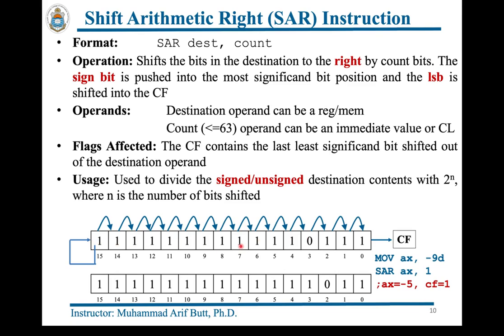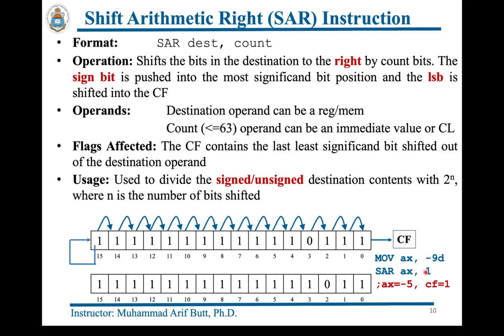Another important point to keep in mind is when dealing with negative numbers, as shown over here in this example. We have kept a -9 in AX and I have shifted the value right with the count of 1. Once you perform a shift arithmetic right with a negative number, the SAR instruction does not produce the same result as the IDIV instruction.